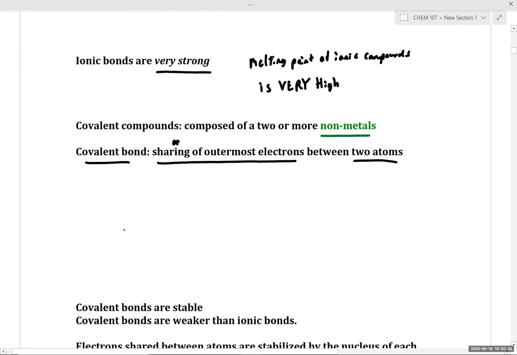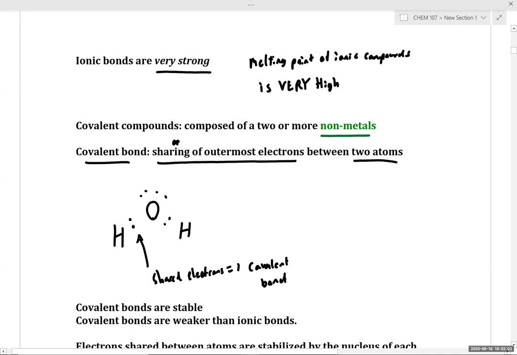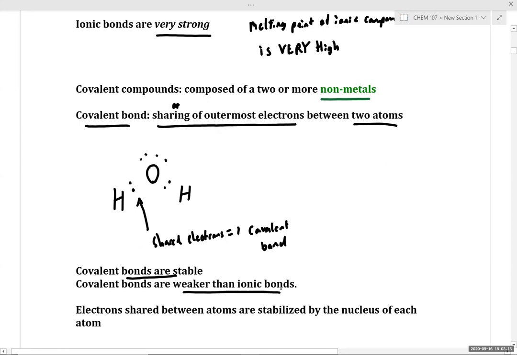Let's do water. In water, we have the sharing of electrons between hydrogen and oxygen, and these shared electrons are known as a covalent bond. Covalent bonds, sharing. Ionic bonds, positive charge likes negative charge. Covalent bonds are stable, but they're weaker than ionic bonds.